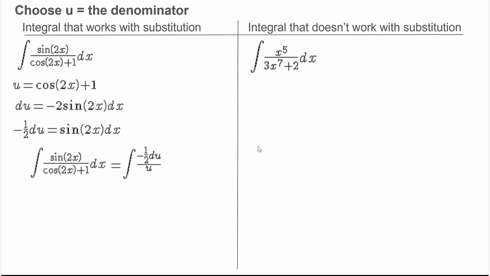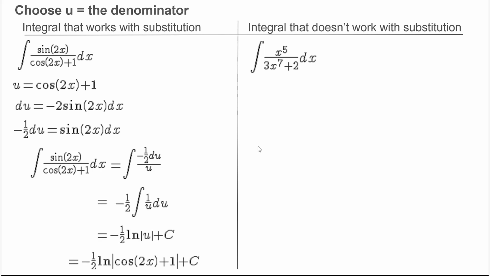My integral of sine 2x over cosine of 2x plus 1 dx is now the integral of negative 1/2 du over u, and this is just going to be a natural log antiderivative. I'll end up with negative 1/2 integral of 1 over u du, which is negative 1/2 natural log of absolute value of u plus c, and resubstitute our u back in. U is cosine of 2x plus 1, so I end up with negative 1/2 natural log of cosine of 2x plus 1 plus c.